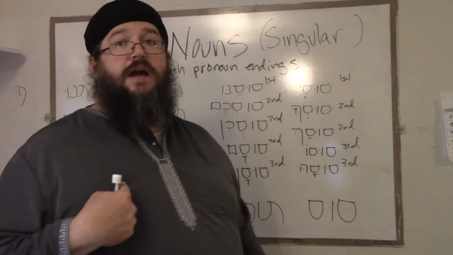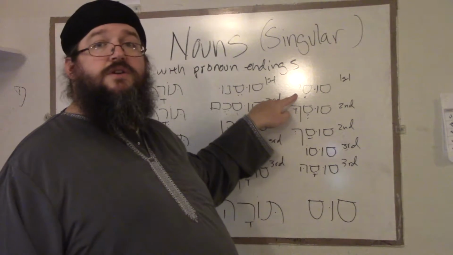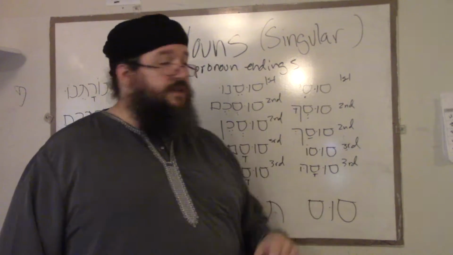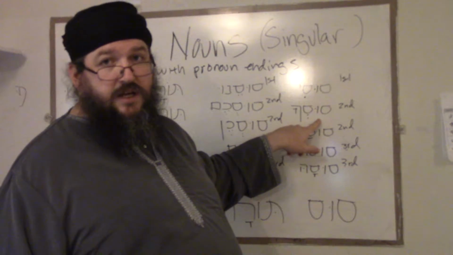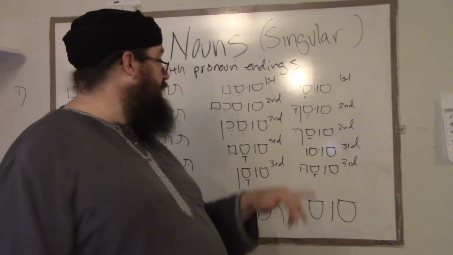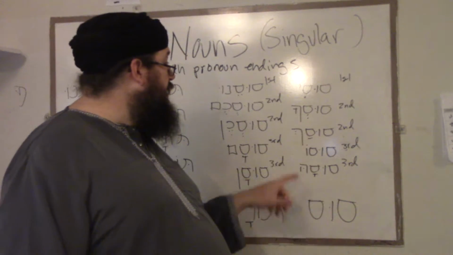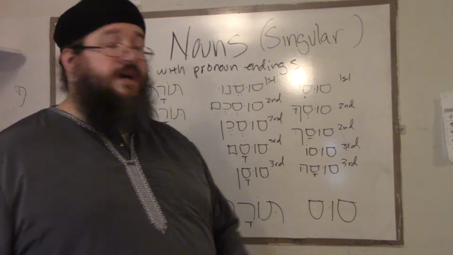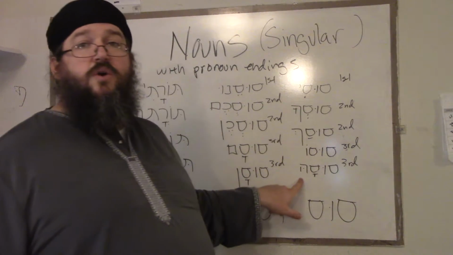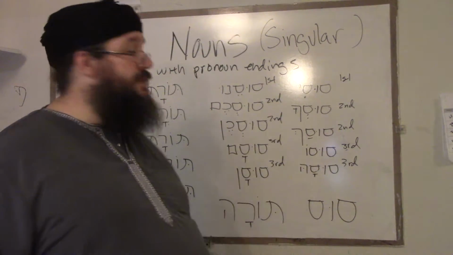If I want to say my horse, I say the word susi. If I want to say your horse, masculine, I say susecha. If I want to say your horse for feminine, I say susaich. If I want to say his horse, I say suso. If I want to say her horse, I say susa.